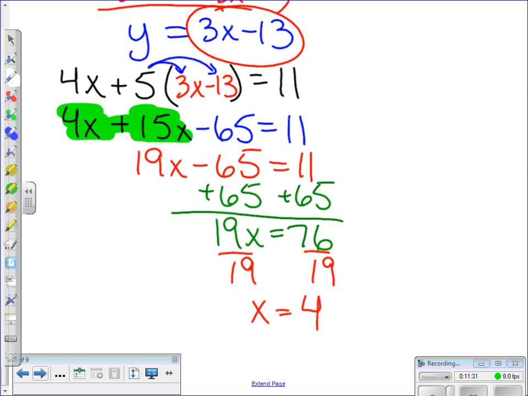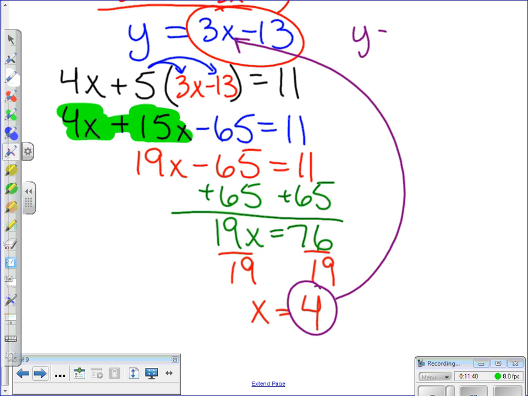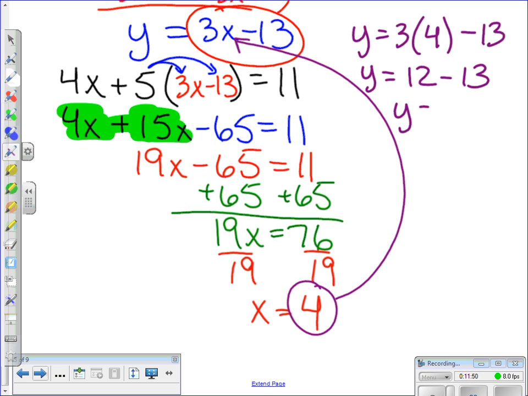Now, let's not forget, you're not done. Take that 4, go back and plug it in for x. So y equals 3 times 4 minus 13. And 3 times 4 we know is 12. 12 minus 13, negative 1. So your final answer is 4, negative 1. Pause here before we go on to the next one.